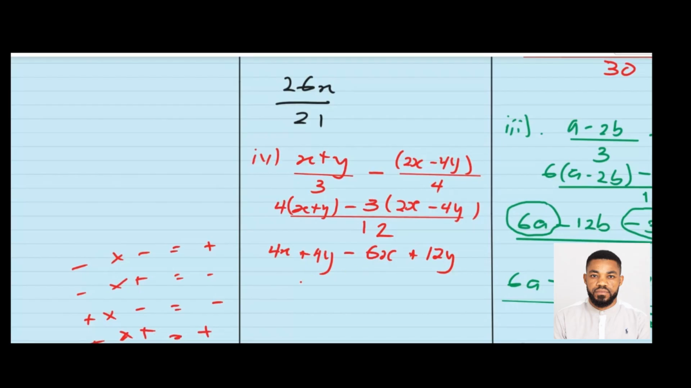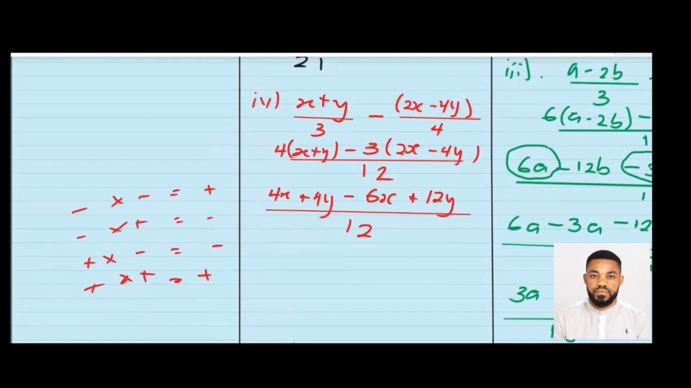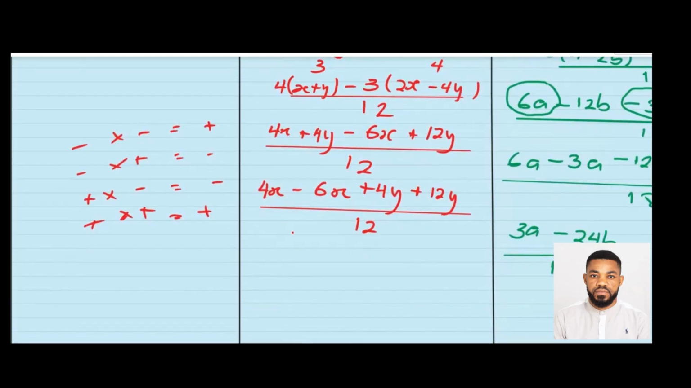So let's come back to our step, the last but one step. So don't forget, it is all over 12. Now we can collect like terms here. So we're going to get 4x. You see 4x and negative 6x, they are like terms. And then plus 4y plus 12y, all over 12. That's the denominator. So finally, we are going to get 4x minus 6x, which is negative 2x. So we have negative 2x. And then 4y plus 12y is going to give us 16y. And then all over 12.